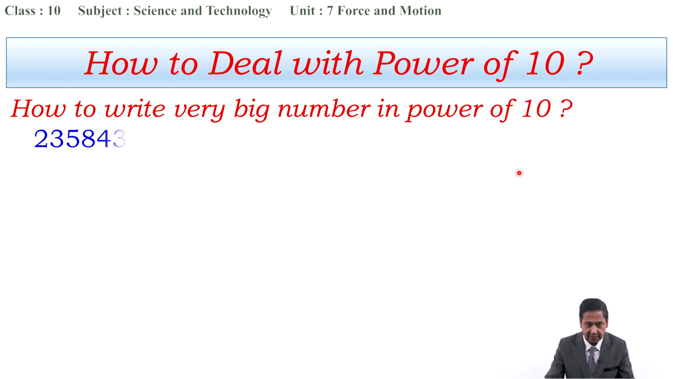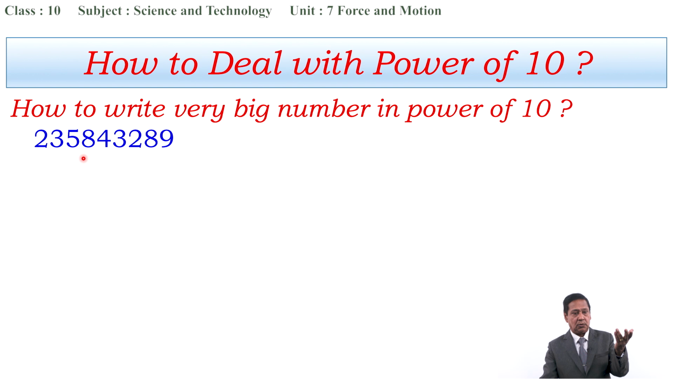If we have a very big number like this, 23 crore 58 lakh 43,289, it's a very big number. If we have to multiply this big number with another similar big number, then this becomes very irritating and very frustrating also. How do we handle this big number? Now, there is a method which was created later. We can write this big number in power of 10 this way.